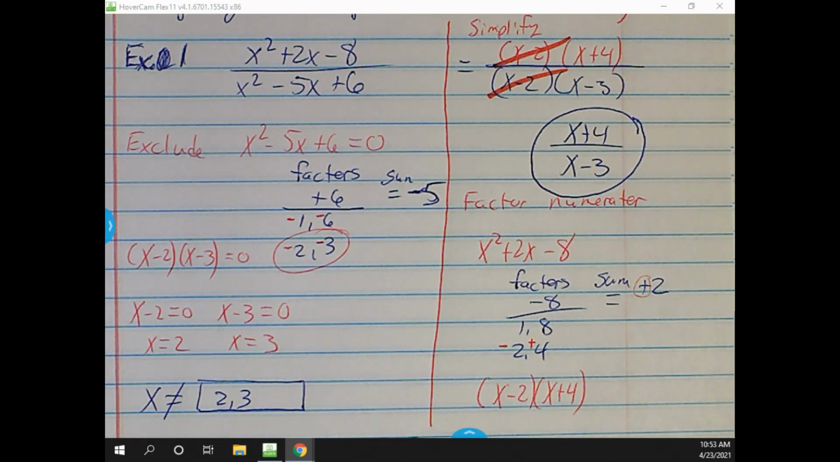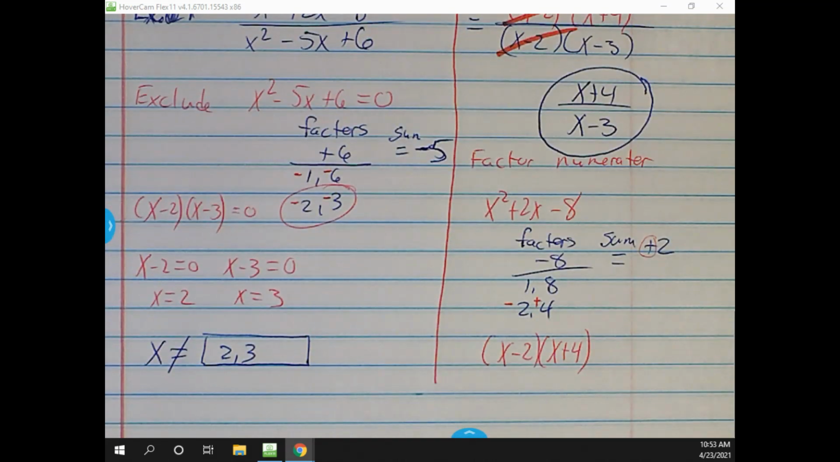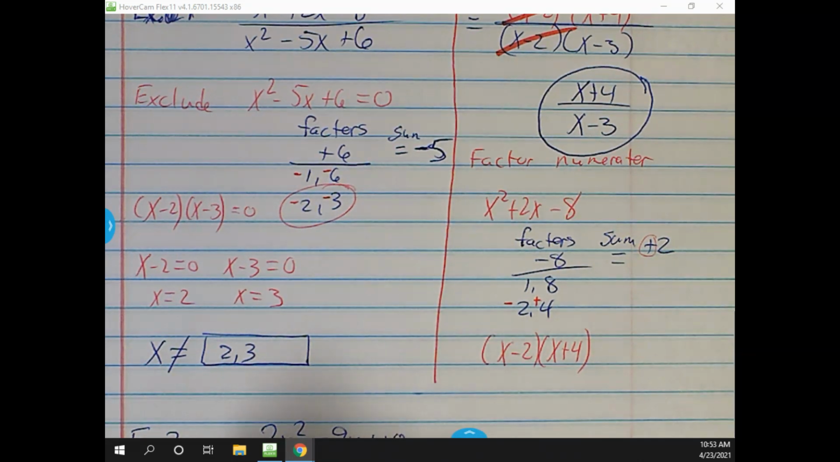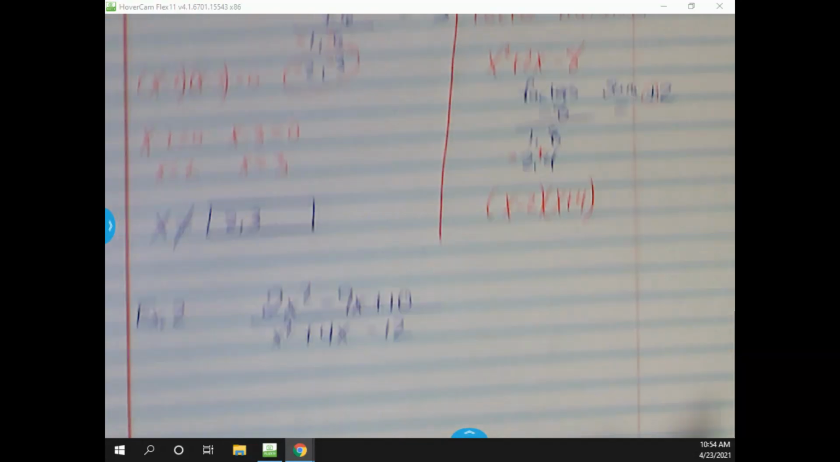Okay, and then last one of the day. And again, we're just doing this as a preview, to brush up and remind everybody of what we were doing with factoring, because it's been a little bit since we did factoring. So let's do 2x squared minus 9x plus 10 over x squared plus 4x minus 12. Oh, sorry, can't see that. There we go.